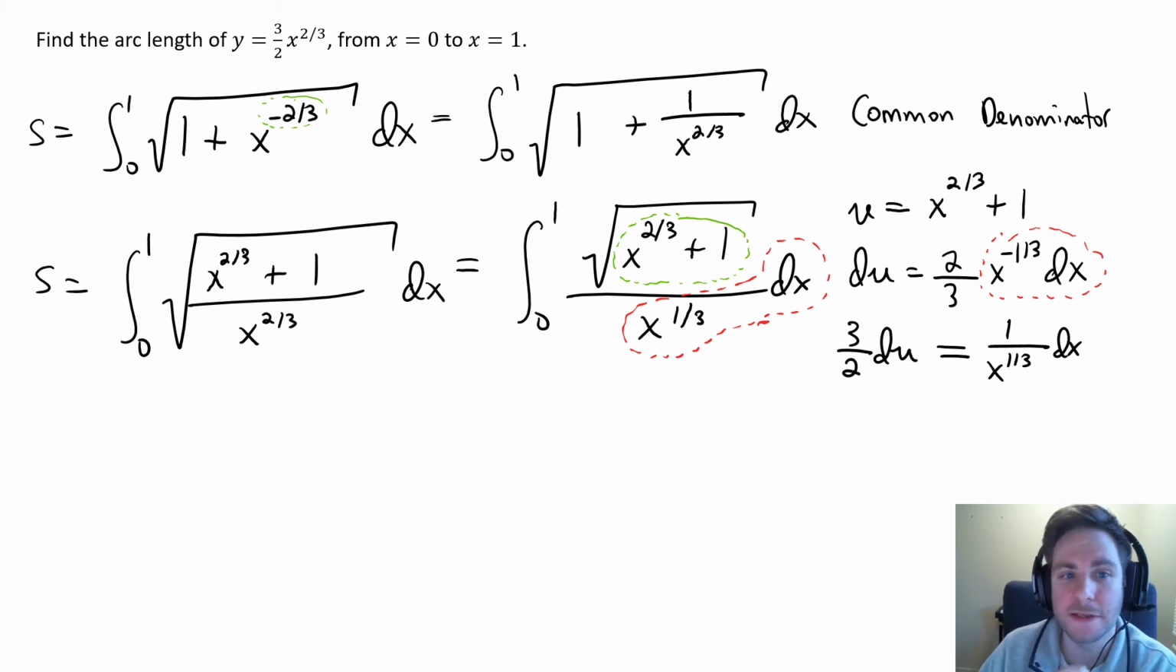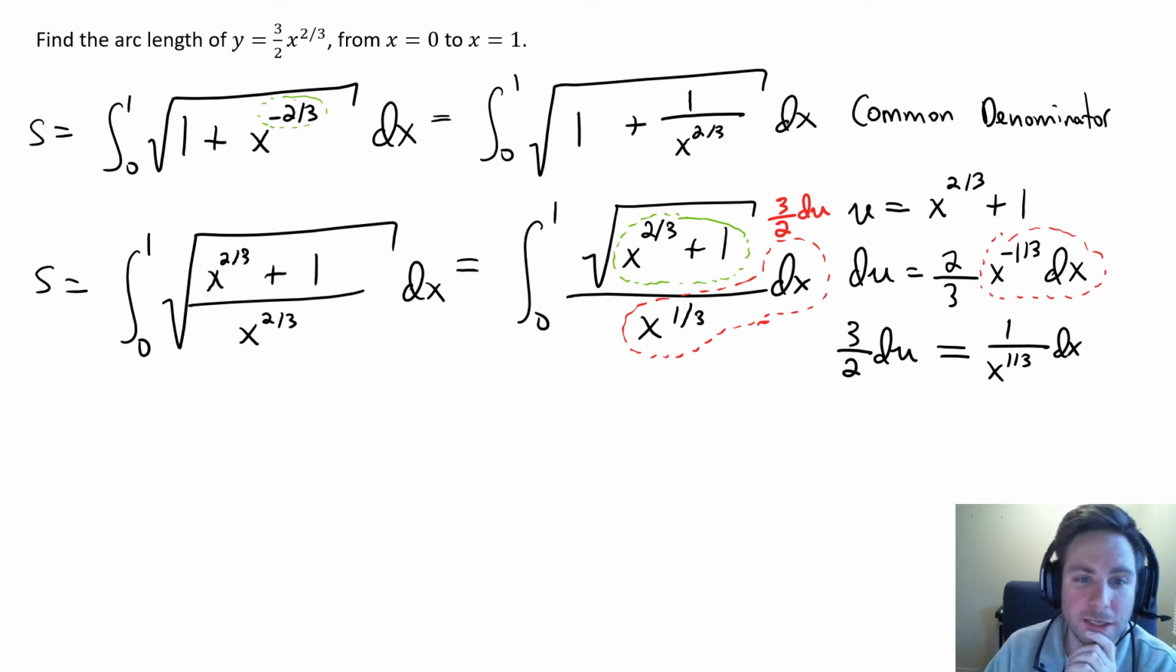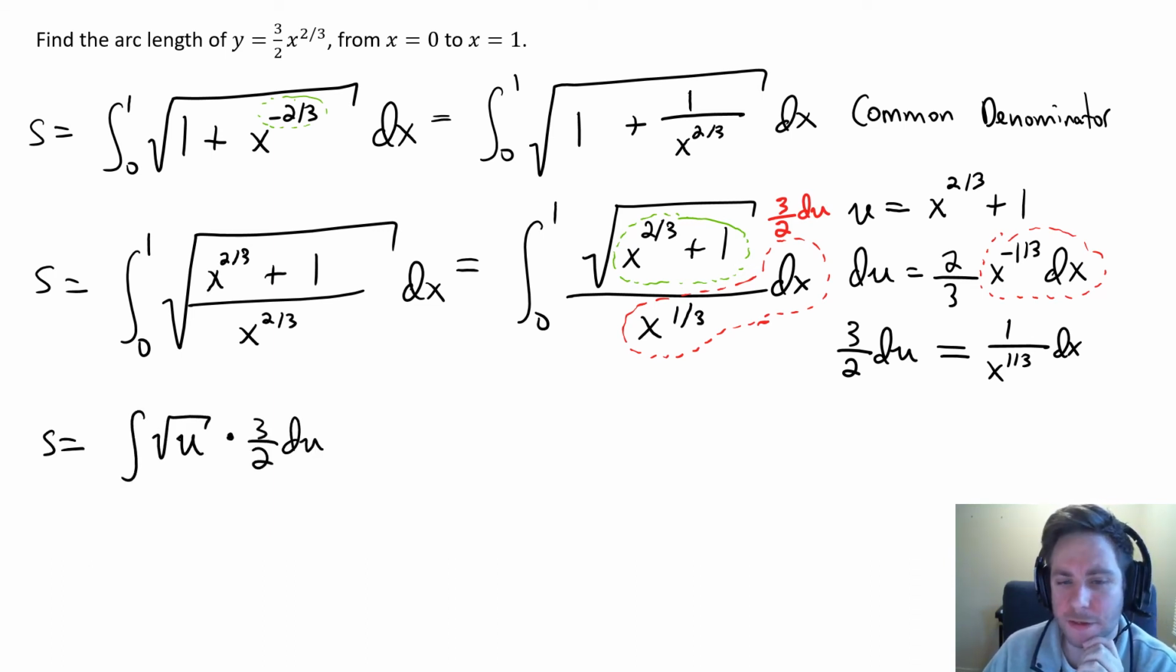So that means this entire expression I circled in red can be thought of as 3/2 du. And putting all of that together, we can see that this can be expressed now as the integral of root u times 3/2 du, which is actually a pretty nice result. But don't forget that we still need to change the limits into values of u.